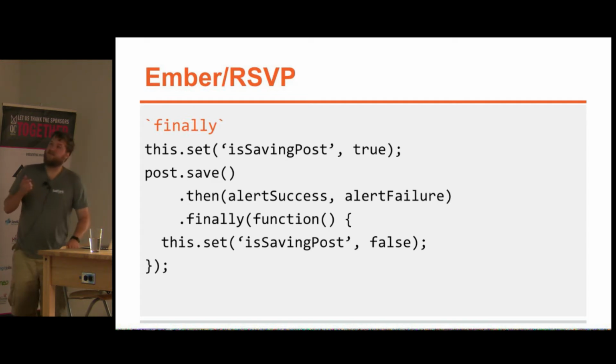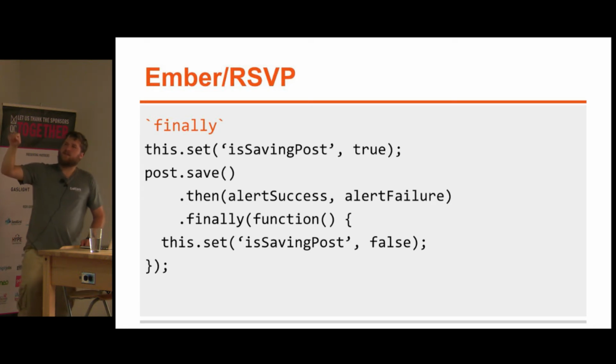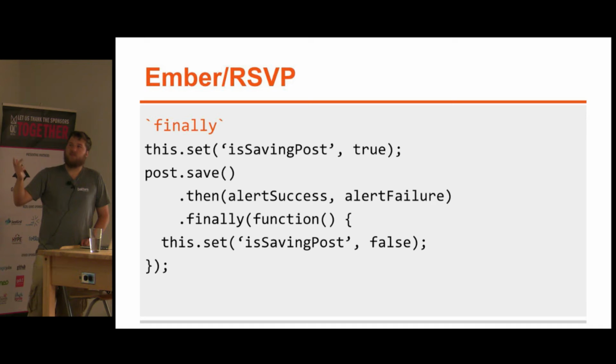Finally, finally is a function hook that's provided by RSVP that you can use to do cleanup. And that is not part of the promises spec, it's just a convenient function. So in this case, I'm saving a post, and I've got my 2 handlers, fulfilled and rejected, and then I've got a finally call. And the nice thing is that finally call is always fired, regardless of whether there's a success or an error. And so it just allows me to reset my state really easily.